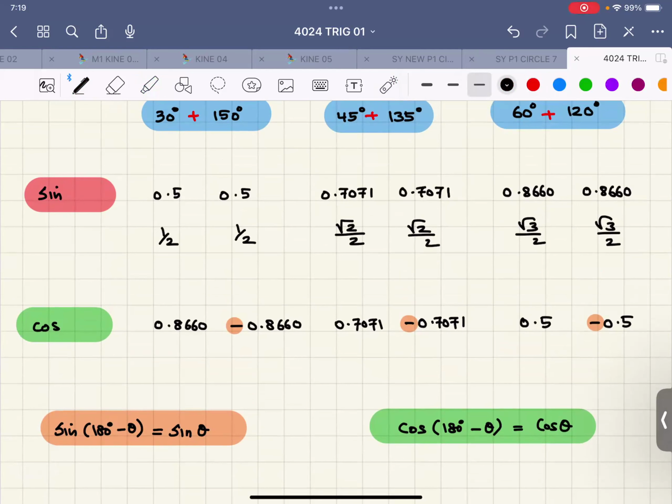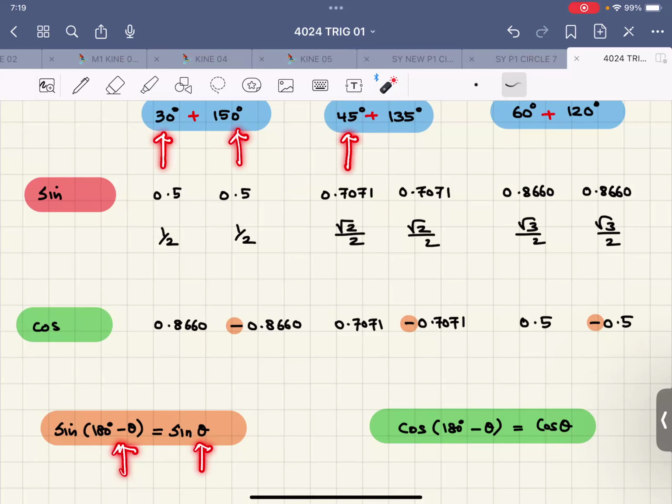If two angles add up to 180 degrees, if one of them is theta, the other one is 180 minus theta. If one of them is 30, the other one is 180 minus 30. If one of them is 45, the other one is 180 minus 45. If one of them is 60, the other one is 180 minus 60. If one of them is theta, the other one is 180 minus theta.